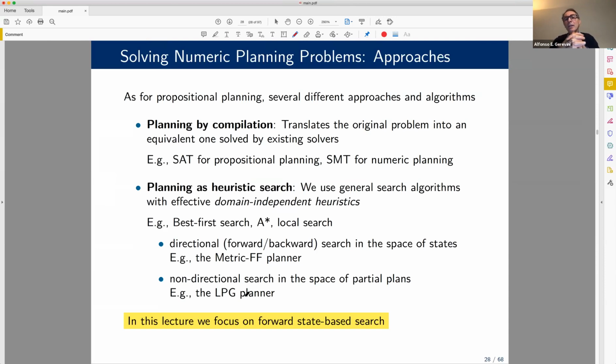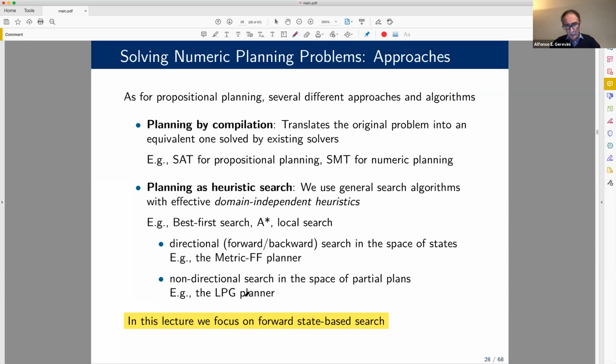Planning by compilation is this idea that is also present in propositional planning, in other kinds of planning, in which we translate the original problem into an equivalent problem that is addressed also by other communities, not only the planning community, and sometimes not even the computer science community, but the OR community, for example. And then we use specialized solvers for the equivalent compiled problem. So, for example, SAT is a target of the compilation of propositional planning, and satisfiability modulo theory is the target of the compilation of numeric planning. So we can use solvers for satisfiability modulo theory to solve the numeric plan after we have compiled the numeric problem into an SMT problem.